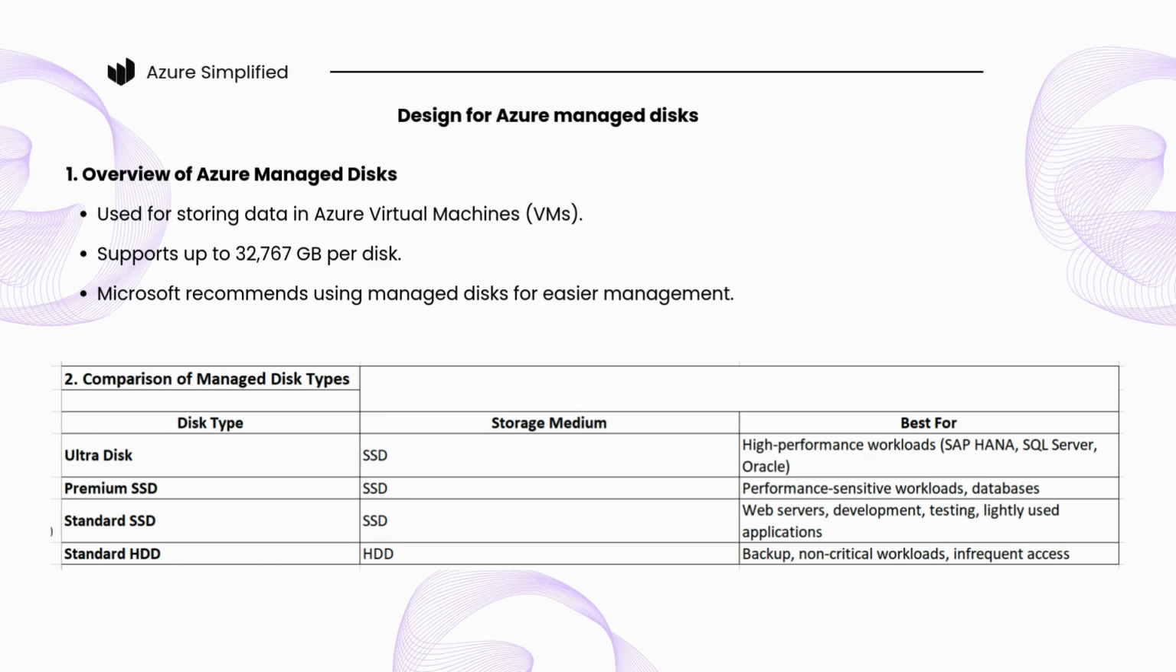2. Comparison of managed disk types. Ultra Disk. Best performance, lowest latency, for enterprise databases and real-time processing. Premium SSD. High performance, but slightly lower than Ultra Disk, for transactional databases, business-critical apps. Standard SSD. Balanced cost performance, for general workloads like web servers, dev, test environments. Standard HDD. Lowest cost, slowest performance, for backup and rarely accessed data. Choosing the right disk type depends on workload performance requirements, budget, and how frequently the data is accessed.